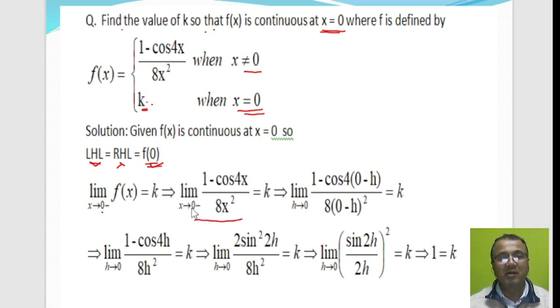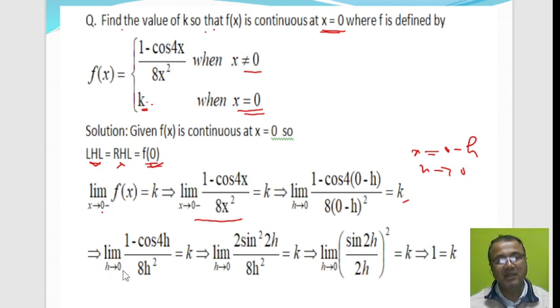By putting x equal to 0 minus h, you have to replace x with 0 minus h, and h tends to 0. Now let us verify it. It will be the limit as h tends to 0 of 1 minus cos 4(0 minus h) by 8(0 minus h) whole square. That must be equal to k. If you simplify this, you will get 1 minus cos 4h by 8h square. That must be equal to k.